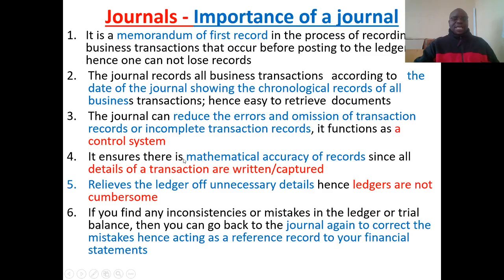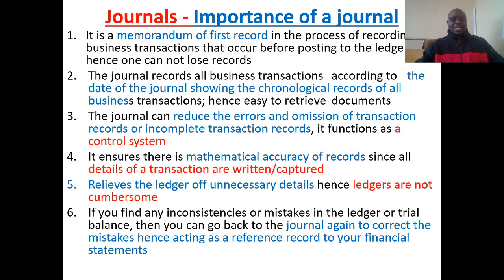A journal ensures there is mathematical accuracy of records, since all details of a transaction are written or captured at the time of recording or posting from the original documents. It relieves the ledger of unnecessary details, hence ledgers are not cumbersome. If you find any inconsistencies or mistakes in the ledger or trial balance, then you can go back to the journal again to correct the mistakes or find out where the mistakes are.